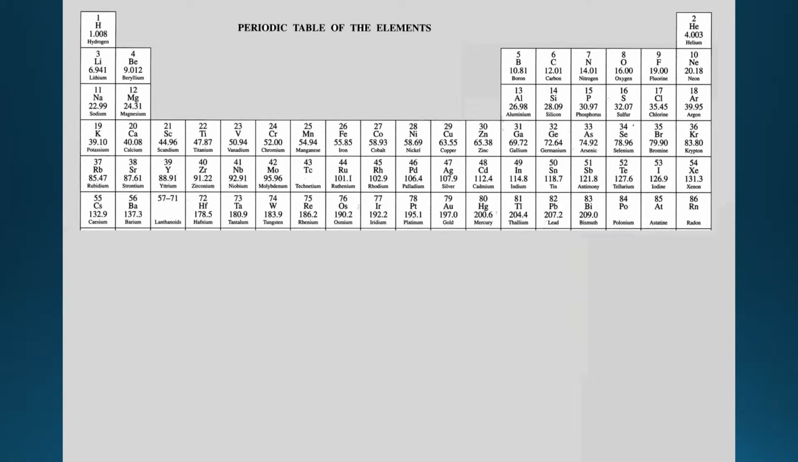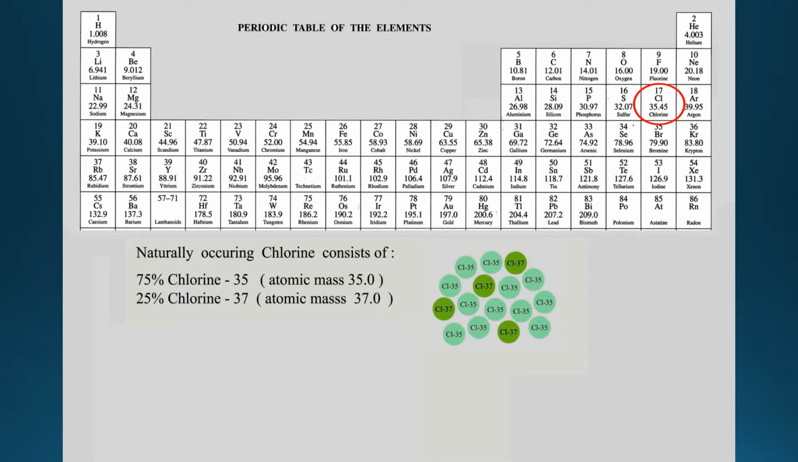And here I explain. Now I take chlorine as an example. How come you got this 35.45? What does 0.45 mean? Now I explain. Naturally occurring chlorine consists of 75% chlorine 35 and 25% chlorine 37. So those are the isotopes.